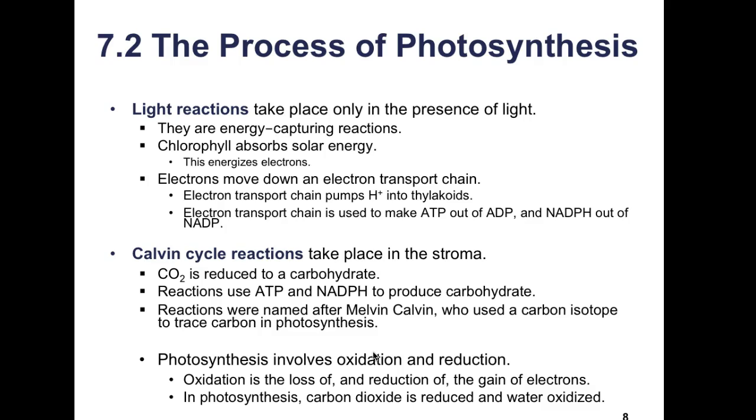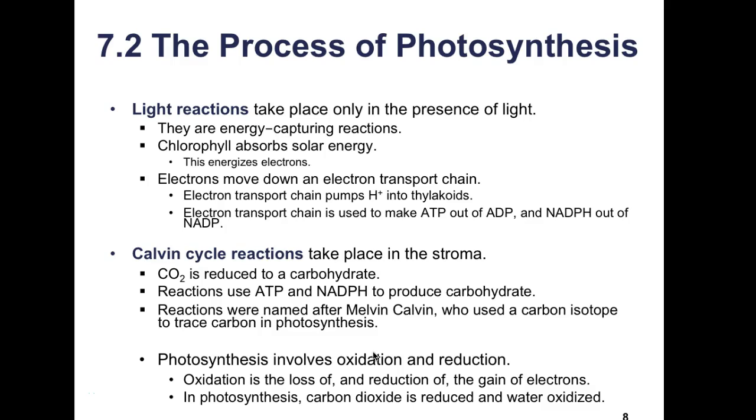NADPH is formed from NADP. In the Calvin cycle, which takes place in the stroma, carbon dioxide is reduced to form the carbohydrate, and the reactions use ATP and that NADPH made from the light reactions to help drive that process. So ATP is going to supply the energy, and NADPH is going to bring the electrons into the cycle, because that is an electron carrier molecule. So NADPH is going to be oxidized and CO2 will be reduced.